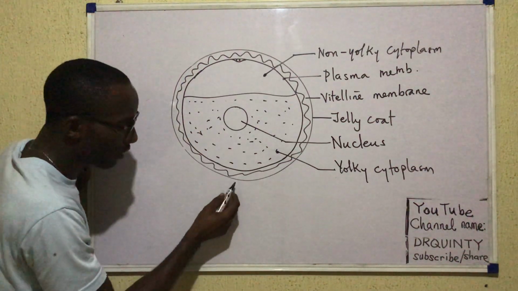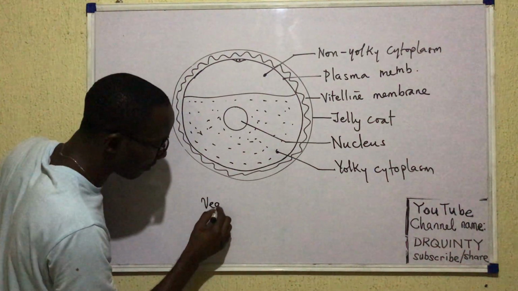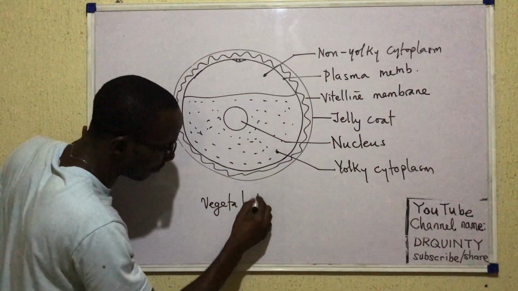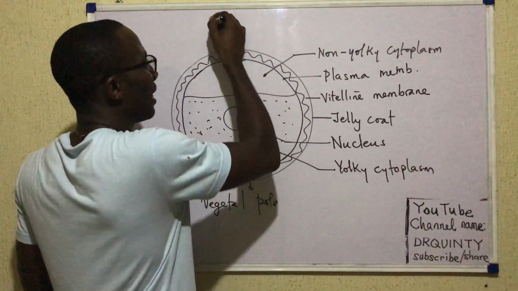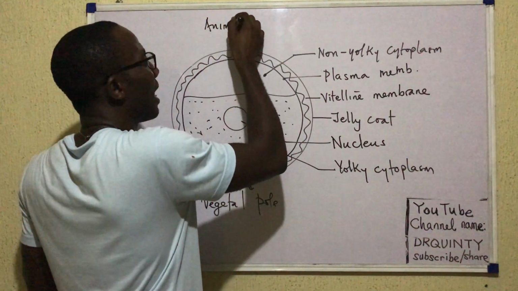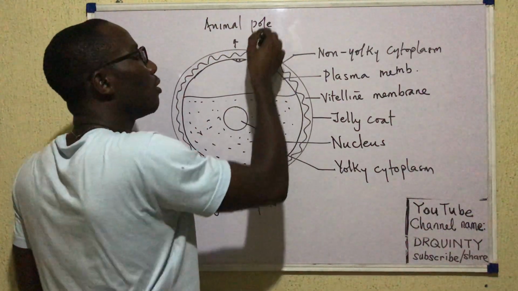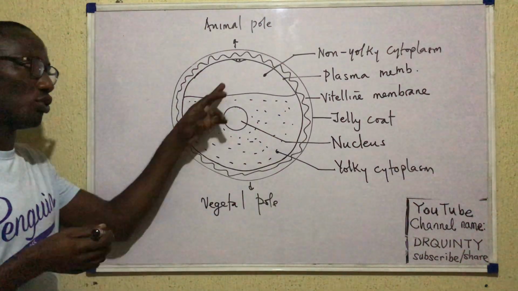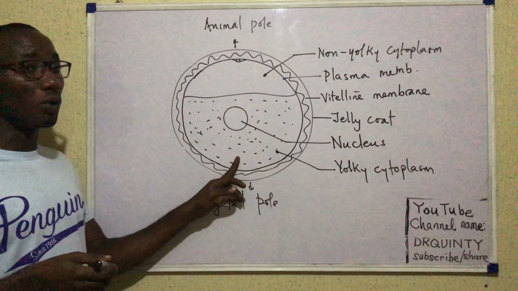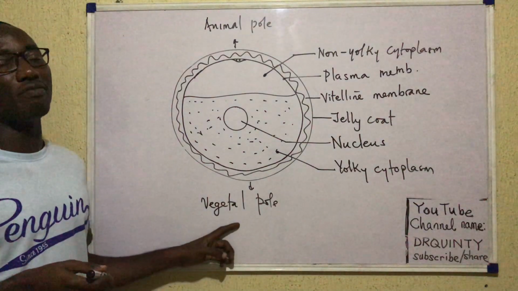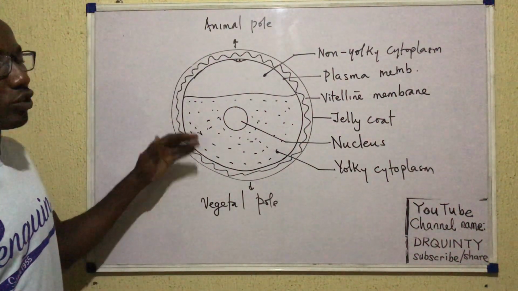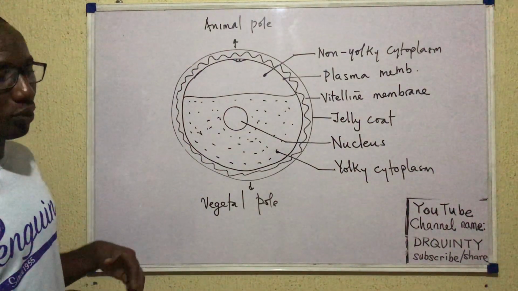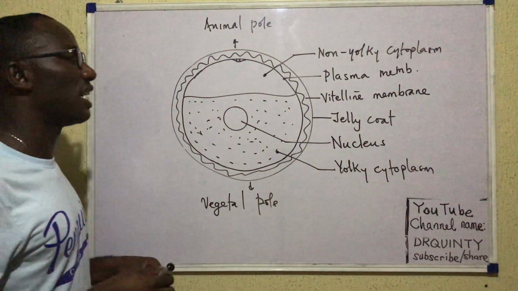That pole that has yolk, we refer to as the vegetal pole. So this is the vegetal pole, this one. And then this other pole of the egg is referred to as the animal pole. So the animal pole is the pole without yolk. Then the side with yolk is called the vegetal pole. So those are the two poles. We say the egg shows polarity, and it has the vegetal pole and the animal pole.